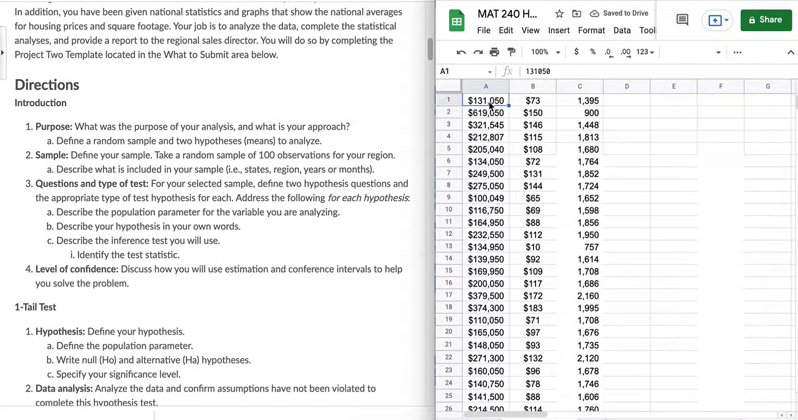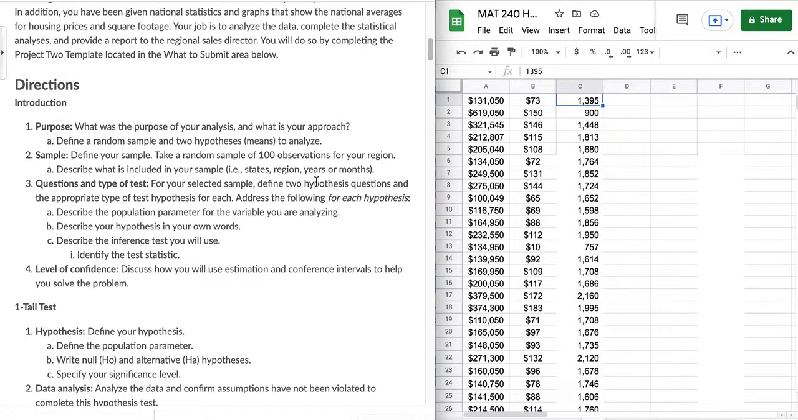So there, now I got housing prices, column A. I'm going to have to remember that. Cost per square foot, column B. And then the number of square foot in column C. So there's my random sample of 100. So I'll leave some of this for you to describe what's in your sample.